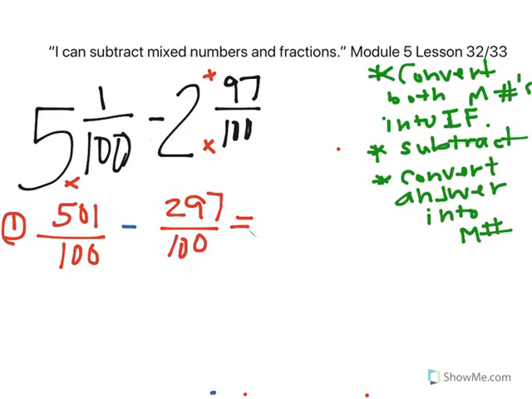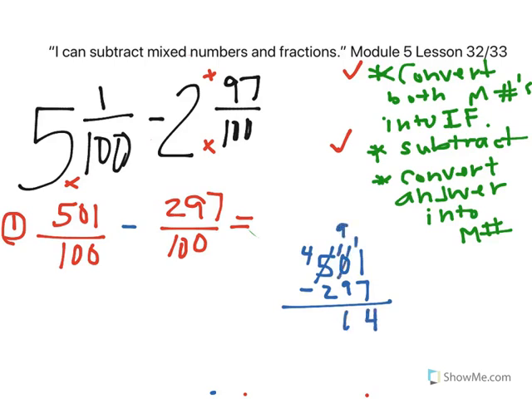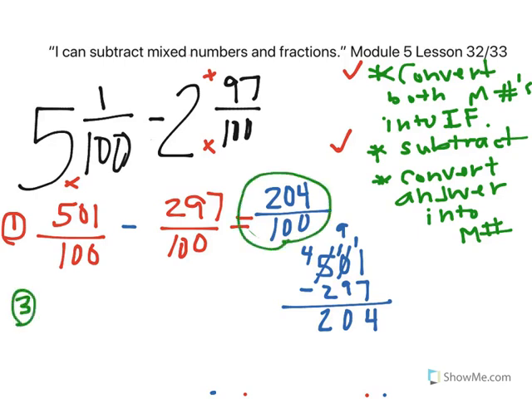Okay, now since I just converted both, I need to subtract. I'm on step 2 now. So step 2 is subtracting. I'm going to write a little equation here because that one's a little bit harder to do in my head, but if it's easy for you to do in your head, good for you. Okay, and I got 204. Check my math. Hopefully that is correct. And my unit is 100ths. So now I'm on step 3, which is convert your answer, because this is the answer, but we want to convert it back into a mixed number.